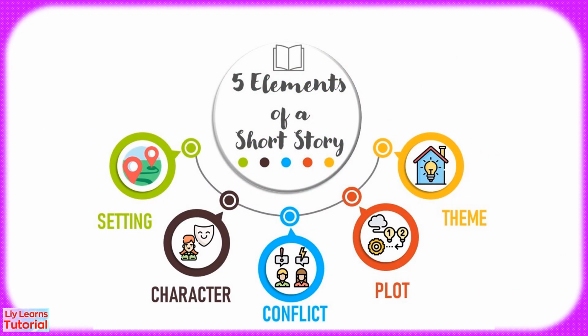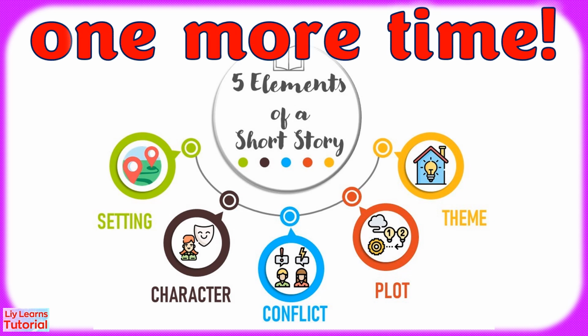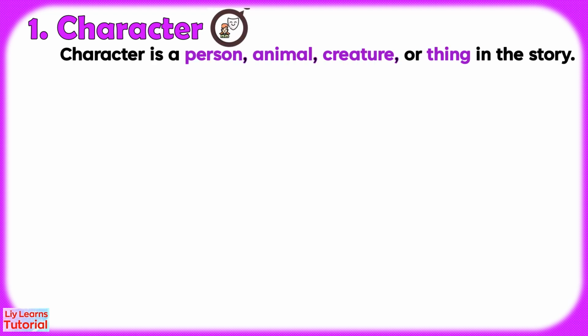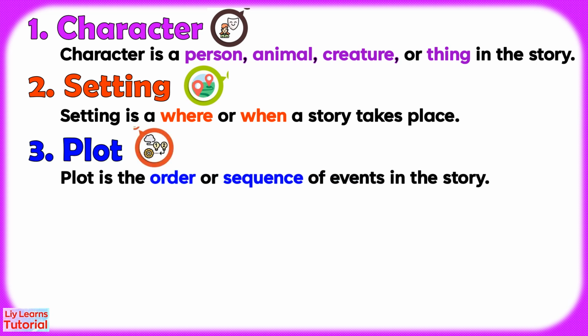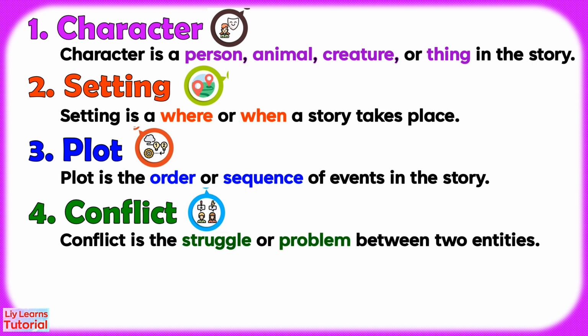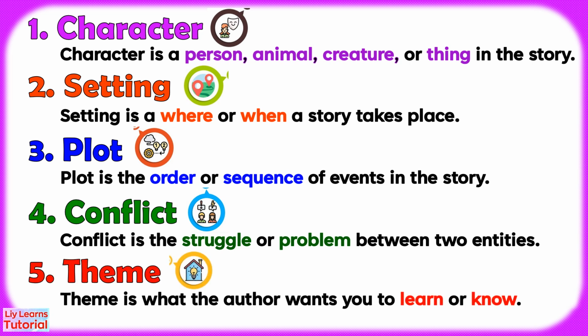Let's revise the elements of a short story one more time. 1. Character is a person, animal, creature, or thing in the story. 2. Setting is where or when a story takes place. 3. Plot is the order or sequence of events in the story. 4. Conflict is the struggle or problem between two entities. 5. Theme is what the author wants you to learn or know.